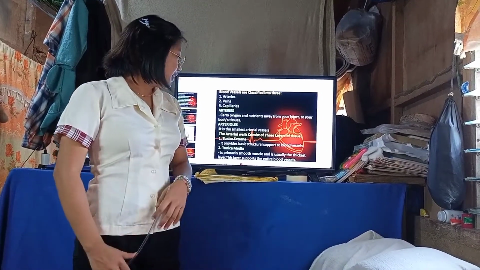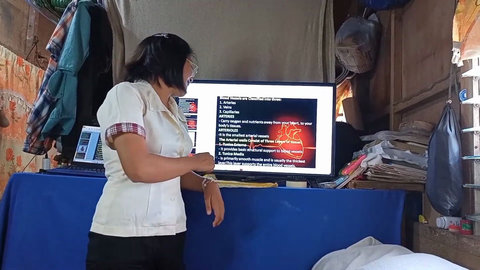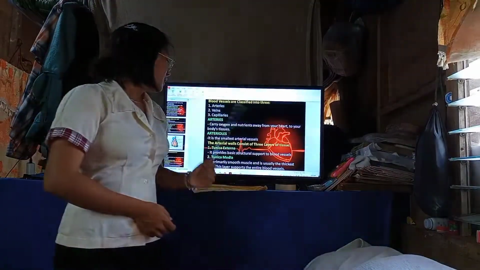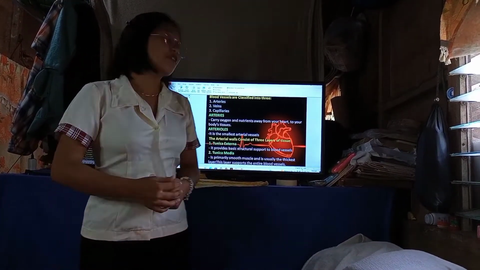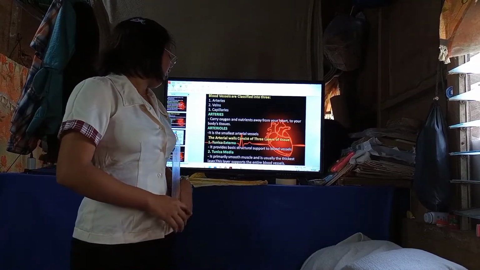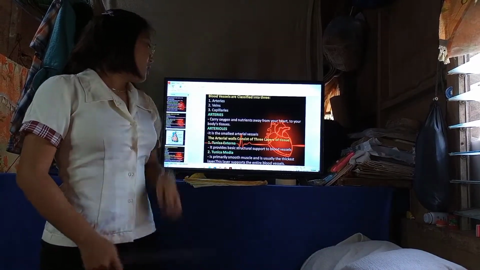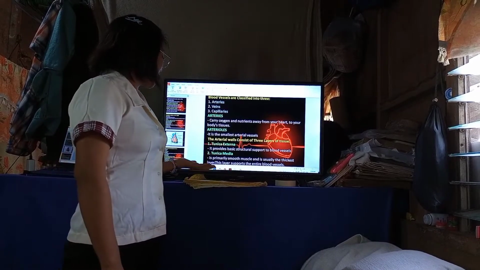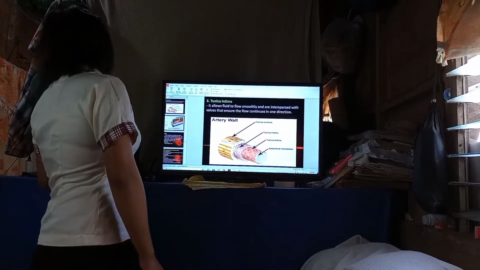So, what do you mean by arterioles? Arterioles are the smallest arterial vessels. So the arterial walls consist of 3 layers of tissue. Please give me the 3 layers of tissue of arterial walls. Okay, the tunica externa, tunica media, and the tunica intima.